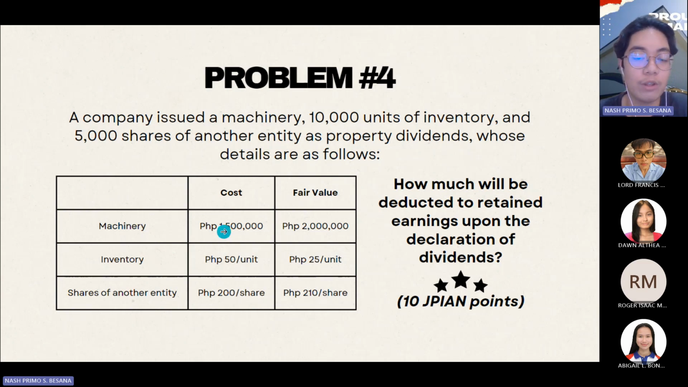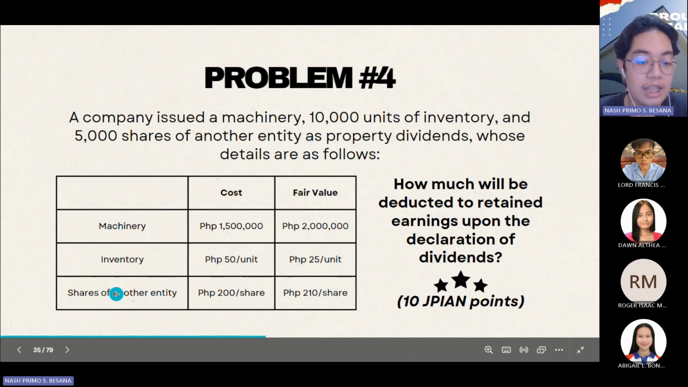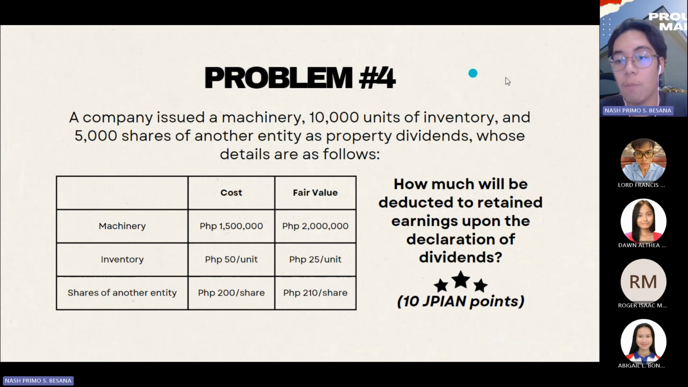Cost of machinery, 1.5 million. Fair value of machinery, 2 million. Cost of inventory, 50 pesos per unit. Fair value of inventory, 25 pesos per unit. And then sa shares of another entity, hindi ng kanila, cost is 200 pesos per share, fair value is 210 per share. The question is, how much will be deducted to retained earnings upon the declaration of dividends?